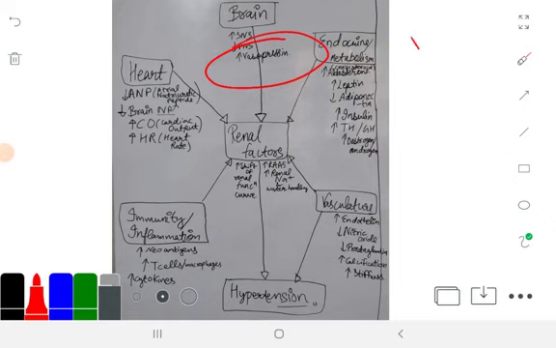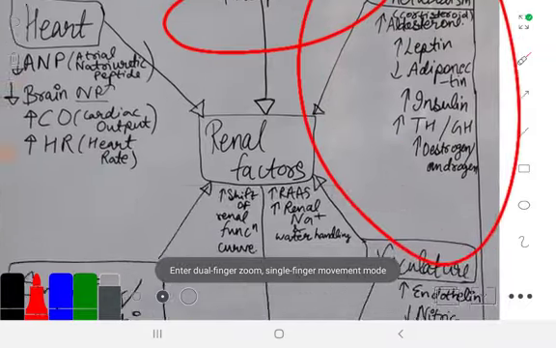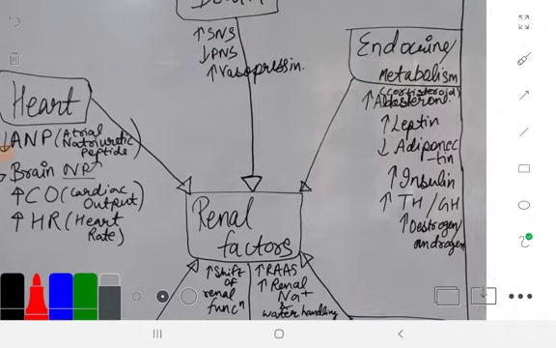Now the endocrine or metabolism factors which cause hypertension. Endocrine metabolism includes an increase in stress hormone or aldosterone or corticosteroids, an increase in thyroid hormone, growth hormone, estrogen, and androgen, and an increase in leptin. These are the endocrine or metabolism factors which cause hypertension to develop, and a decrease in adiponectin causes hypertension to develop.